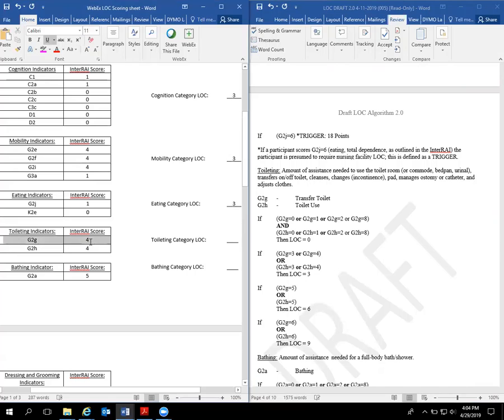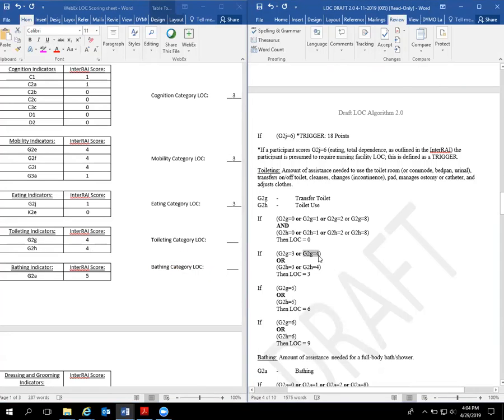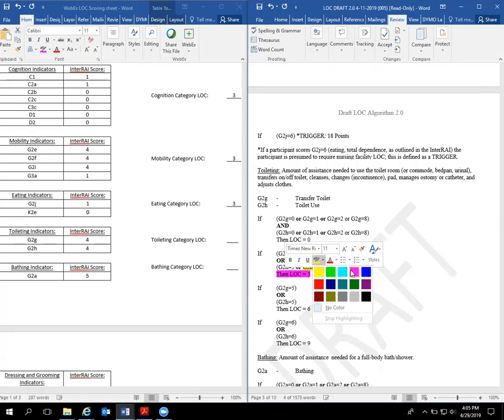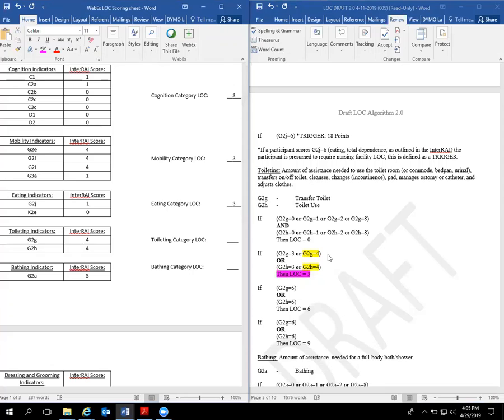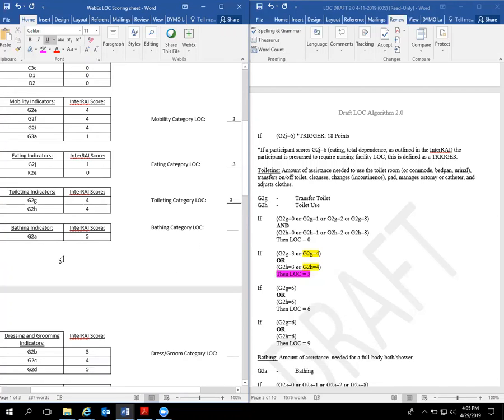For G2G, the participant had a code of 4 on the entry, so I will highlight G2G equals 4. And for G2H, the participant had a 4 as well, so I will highlight G2H equals 4 on the algorithm. You can see that the participant does not meet the requirements for level of care equals 9. It does not meet the requirements for level of care equals 6. He does meet the requirements for level of care equals 3 because he has G2G equals 4 or G2H equals 4. Either of those would have qualified him for a level of care equals 3 for toileting. So I will put 3 here as his toileting category level of care on the worksheet.